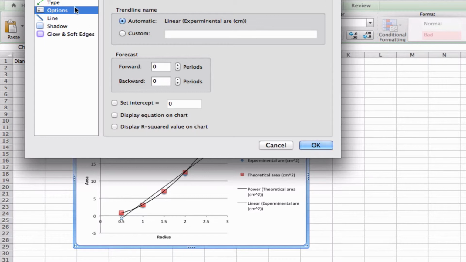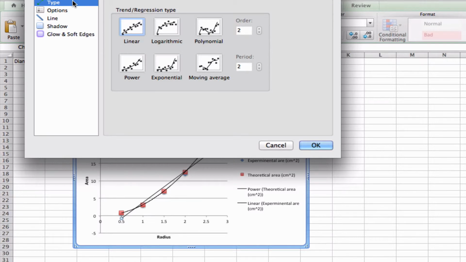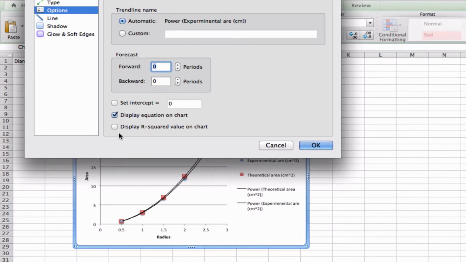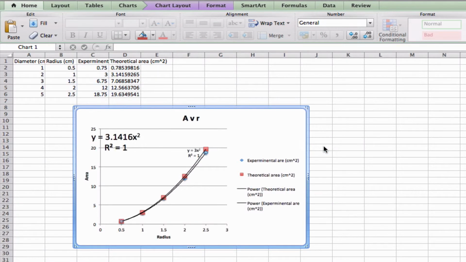Because I know the relationship between area and radius is that area is proportional to the radius squared, which is a power. I also know that because of the math that I did. I was using areas of squares and that's side squared, so I know that that's a power also. I'm going to display the equation. I'm going to display r square, and I get a perfect r square value because I calculated these values by applying the same equation over and over again.